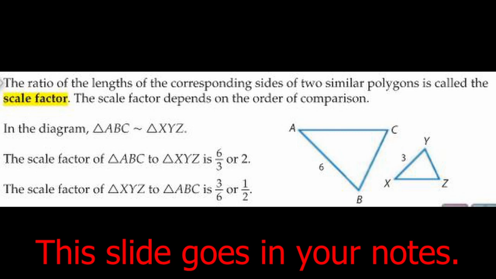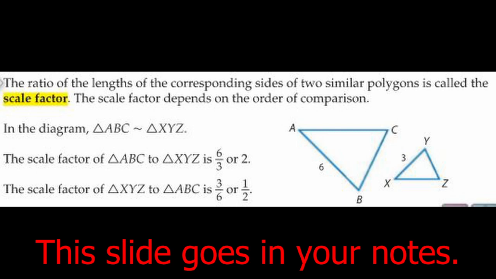So if ABC is similar to XYZ, we compare side AB to XY, because AB are the first two letters from the first triangle, and XY are the first two letters from the second triangle. AB is 6, XY is 3, so you get 6 divided by 3, or 2. So if you're comparing the large triangle to the small triangle, you put the larger number on top and the smaller number on the bottom. 6 divided by 3 is 2, meaning the larger triangle is 2 times bigger than the smaller triangle.